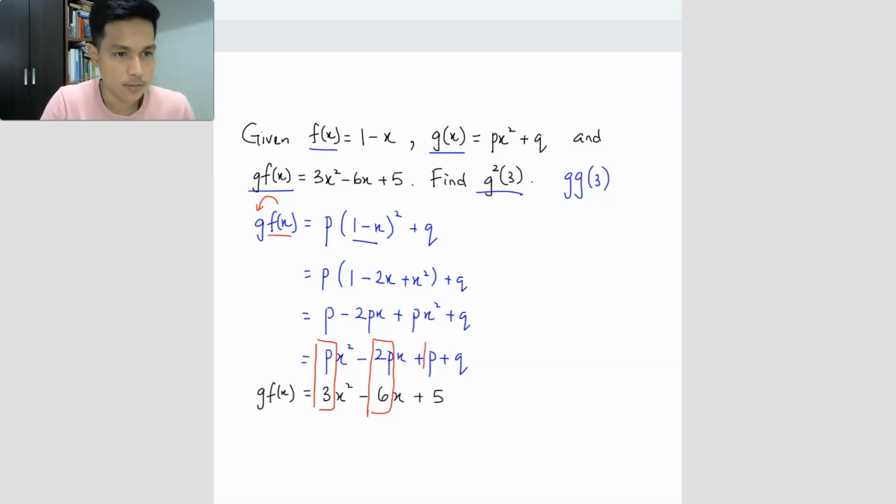The second thing you have to find is q. So you can form it with this. So what do we have? p is equal to 3. We already can confirm that. Next thing is, we also know p plus q equals 5. So q is equal to 5 minus p. So p is 3, so q is equal to 2.